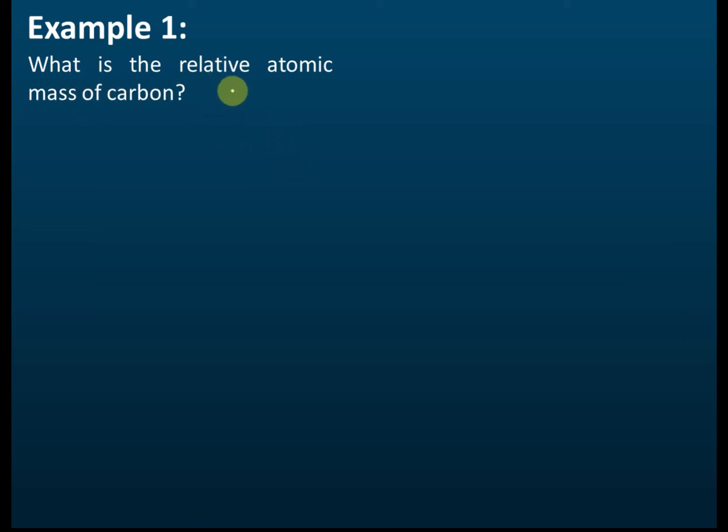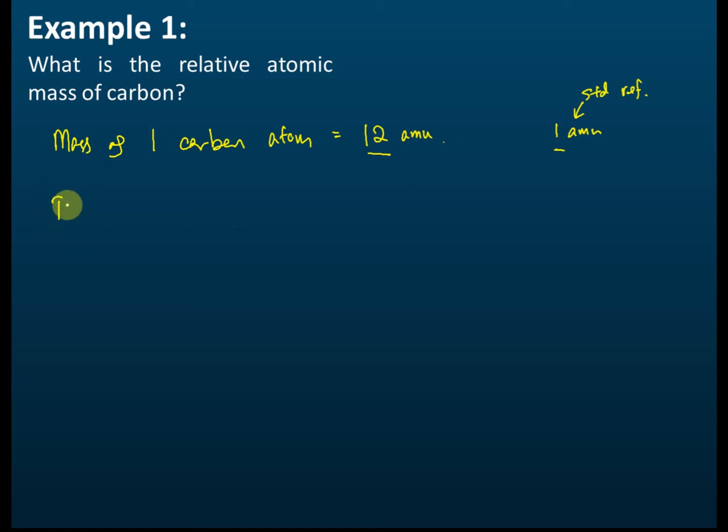Example one, what is the relative atomic mass of carbon? Just now we learned that the mass of one carbon atom is equal to 12 amu, right? 12 amu is 12 times greater than 1 amu. 1 amu is the standard reference. So therefore, the relative atomic mass of carbon is equal to 12. Relative atomic mass has no unit, so you don't need to write the unit. It's just how many times the mass of an atom is greater than 1 amu.